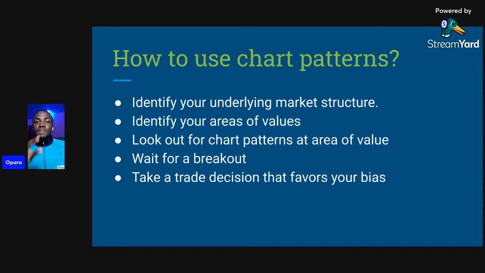And then the next is what? Identify areas of value. The moment you identify your chart patterns, it has already called your attention to the areas of value. So, number 1, identify your underlying market structure. Number 2, identify your areas of value. Number 3, look out for chart patterns. Once you've identified your areas of value, your support and resistance, then you start looking for chart patterns.